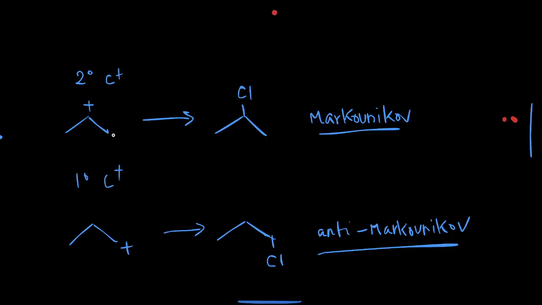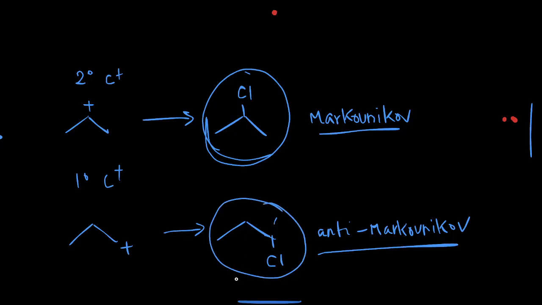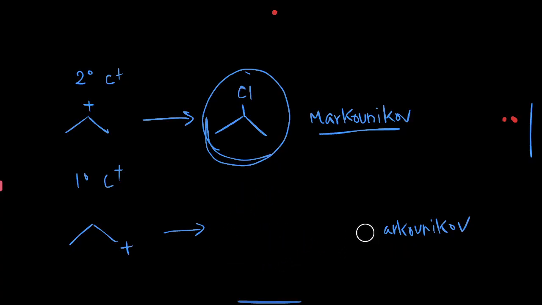So here we can see that of these two intermediates, this one is more stable, as it has a secondary carbocation as opposed to a primary carbocation. And because this intermediate is more stable, the product that forms directly from it, which is this one, is going to be our Markovnikov product, and the one that forms directly from the less stable intermediate is going to be our anti-Markovnikov product. So our Markovnikov product here is going to be the major product, the one that is more likely to form.